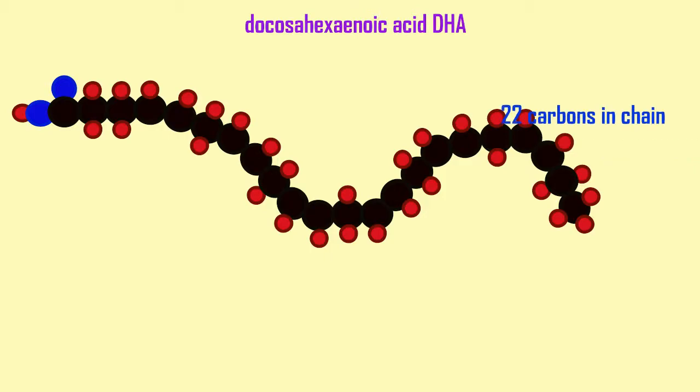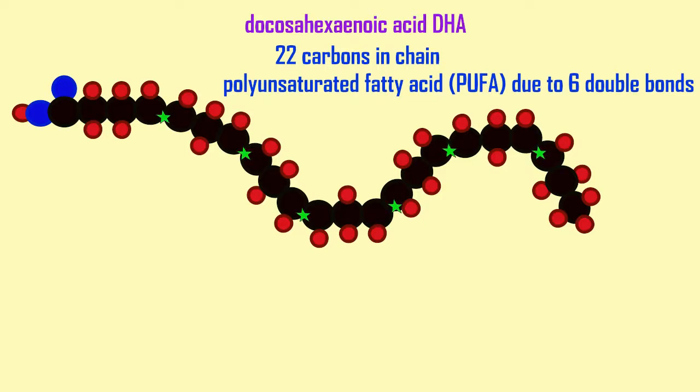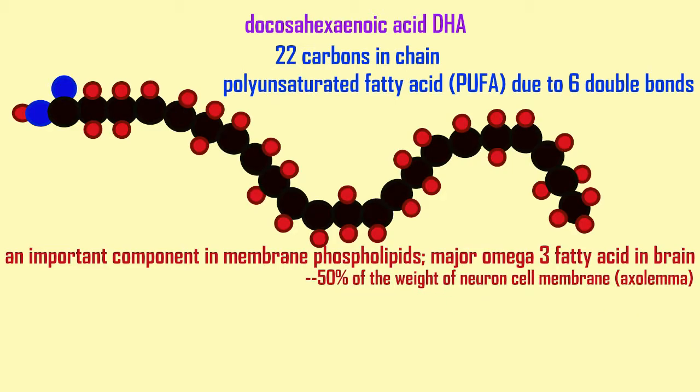The fatty acid docosahexaenoic acid, or DHA, is 22 carbons in length. It is a polyunsaturated fatty acid, given its 6 double bonds, and it is an omega-3 fatty acid. It is an important component of the phospholipids of cell membranes, and it is the major omega-3 fatty acid in the cell membranes of cells in the brain, of the cell membrane of the axon, or the axolemma, where it may represent 50% of the weight of the axolemma.